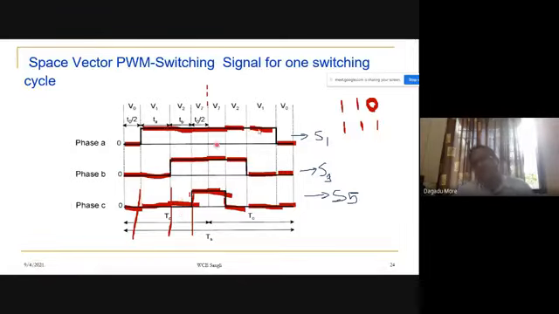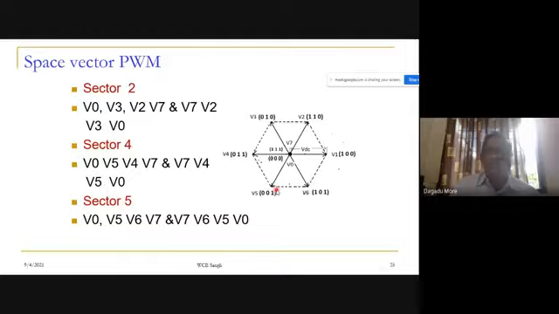So these will be our switching signals for one leg of the bridge, the two-level inverter. And this technique we can call space vector PWM. This is how we generate the switching signal. This is what we have already discussed.